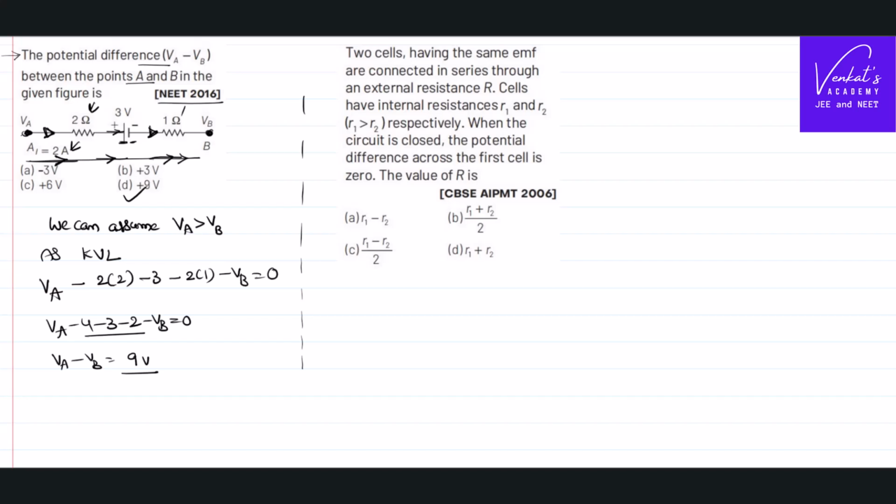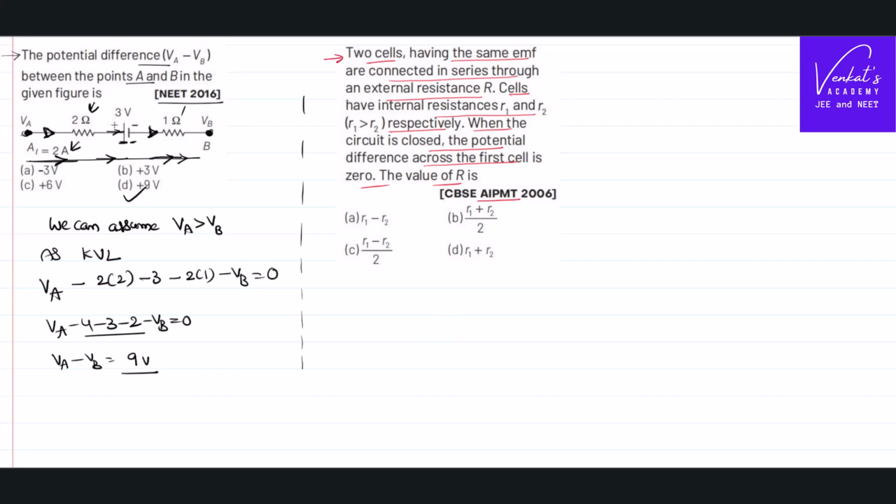That's the first problem. Now we are going to solve a different AIPMT problem. What it says is, two cells having the same EMF are connected in series through an external resistance R. Cells are having internal resistances R1 greater than R2. So they are different internal resistances. When the circuit is closed, potential difference across the first cell is 0. What's the value of the R?